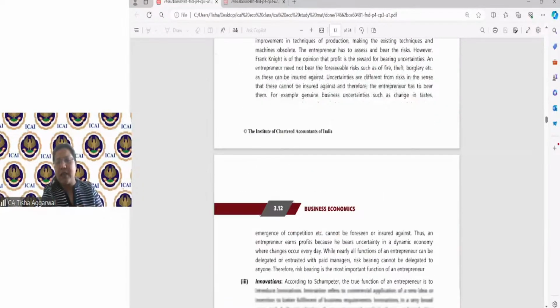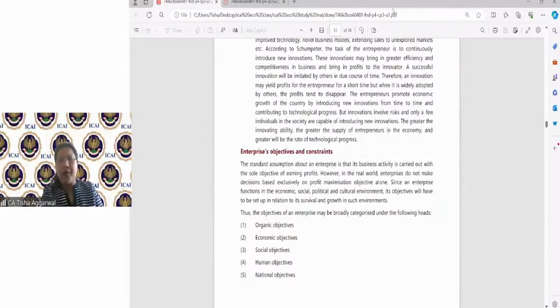Any doubt up till here? Come on, put it in the chat box. That's the most convenient way. You can put it here also in the chat box.